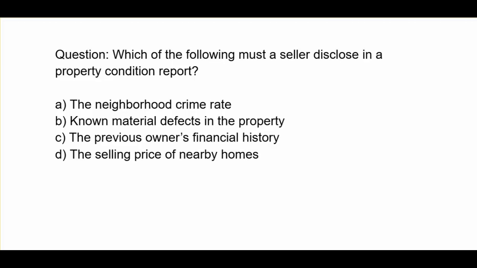Which of the following must a seller disclose in a property condition report? A, the neighborhood crime rate. B, known material defects in the property. C, the previous owner's financial history. D, the selling price of nearby homes.